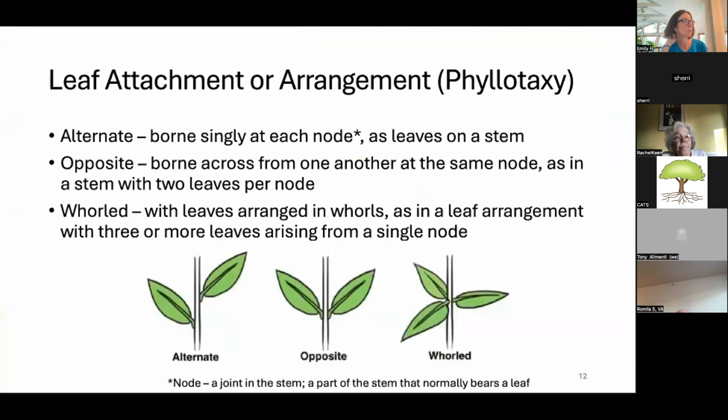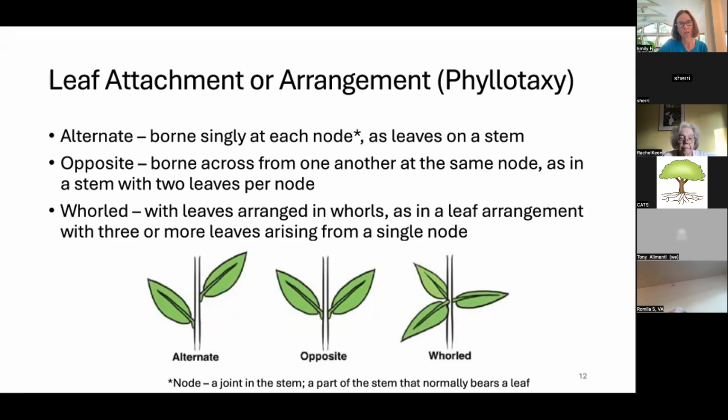The next thing that's going to be really important as we are looking at and working on tree ID is leaf attachment and arrangement. It's often referred to as phyllotaxy. There's no quiz at the end of this, so you do not have to remember that. So we have 3 different types of leaf attachments or arrangements.